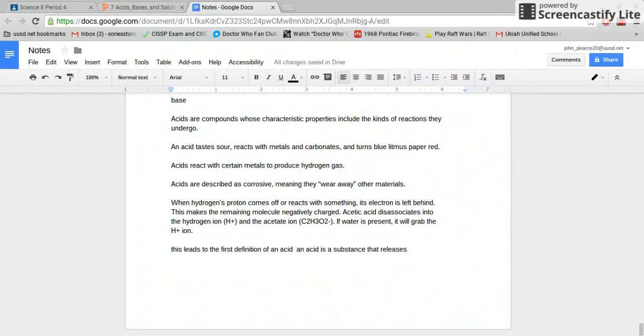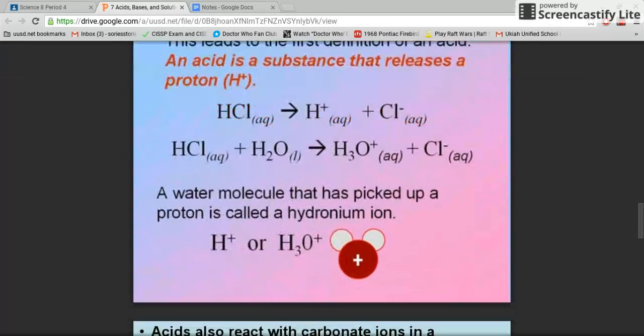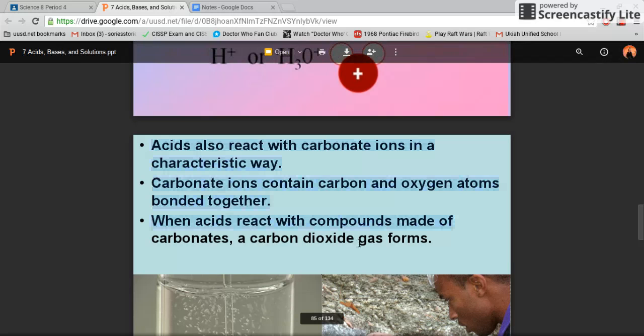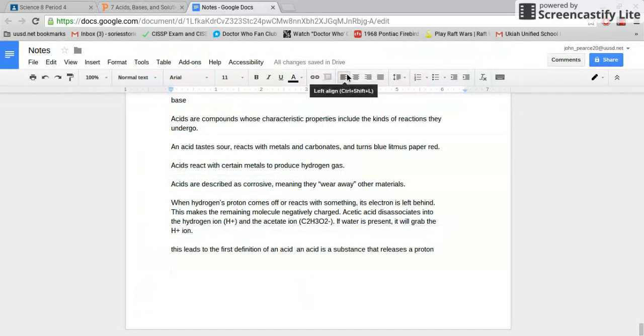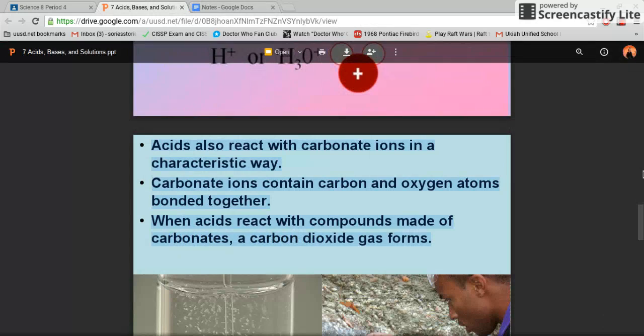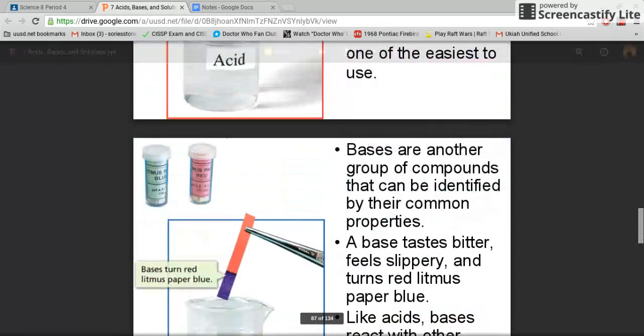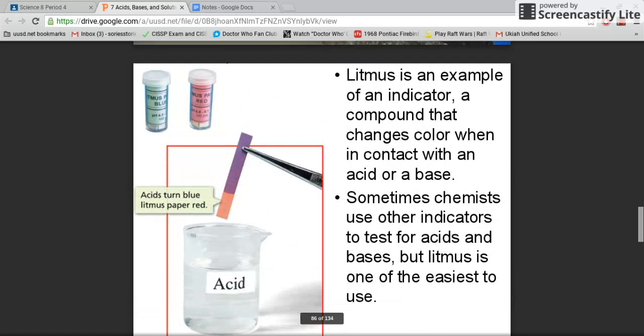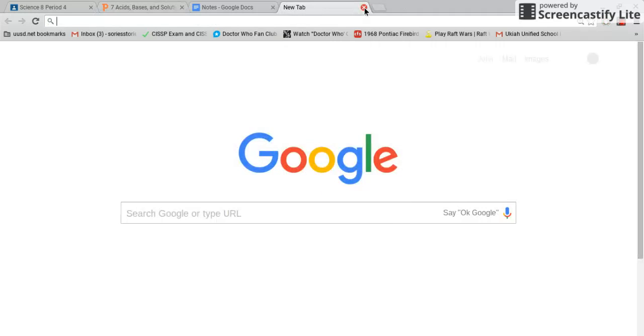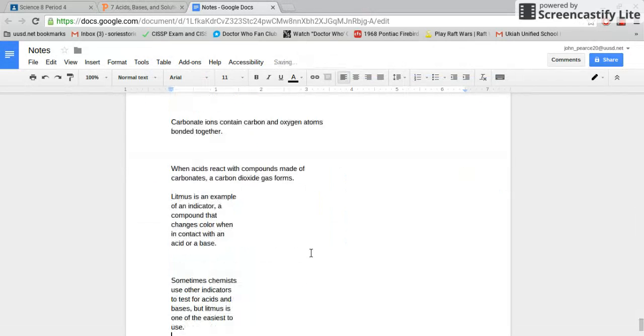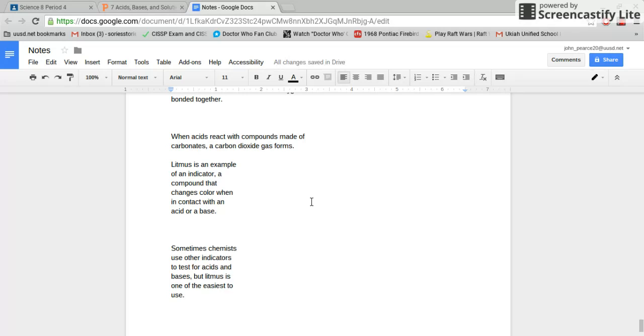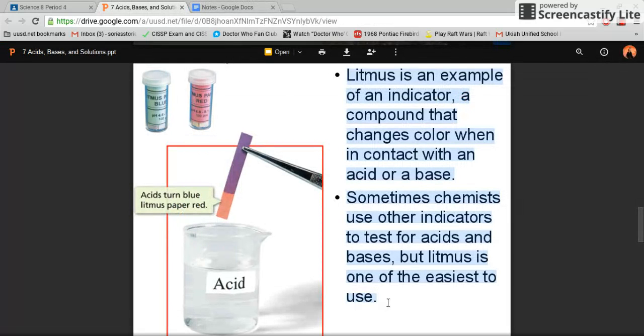Okay, so litmus is an example of an indicator, a compound that changes color when in contact with an acid or a base. Sometimes chemists use the indicator to test acids and bases, but litmus paper is one of the easiest to use. There might be a short answer question that asks you what is the best way to test if it's an acid or a base. What should you say? Universal indicator. I will accept universal indicator, yes, but using litmus paper is the actual preferred answer.